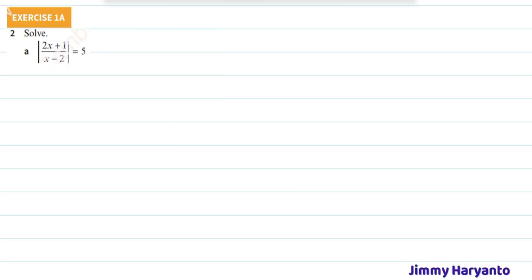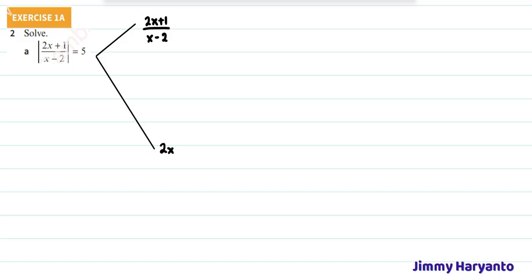Next, question number 2A. For this one, it is the same as the previous question. You only have to split it into two parts. First is 2x plus 1 over x minus 2, and then 2x plus 1 over x minus 2 for the second part also. This one will be positive 5 and the other one will be negative 5. So you only have to put positive and negative in the separate parts. And then you have to simplify. You have to solve this using algebra.